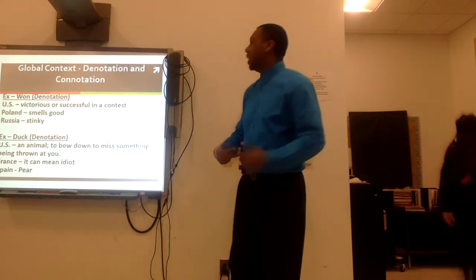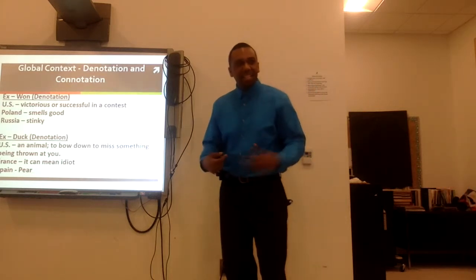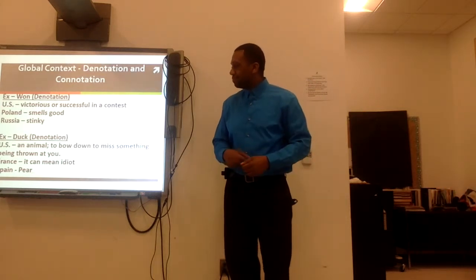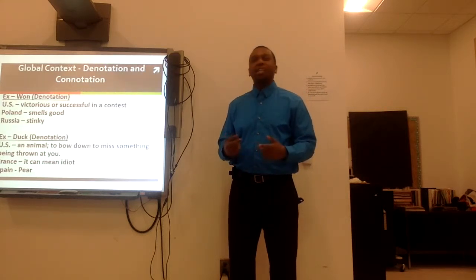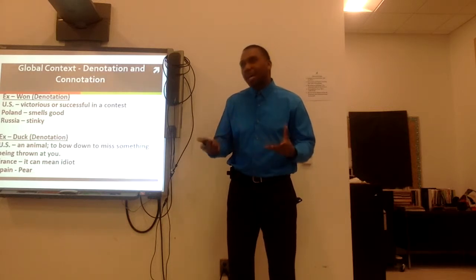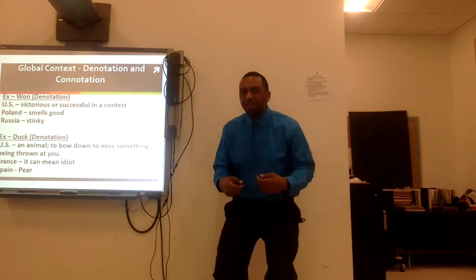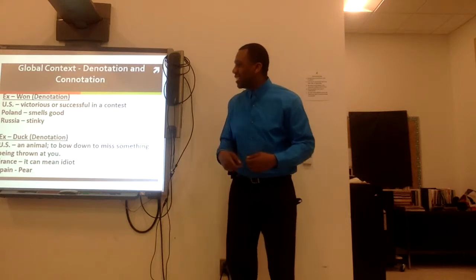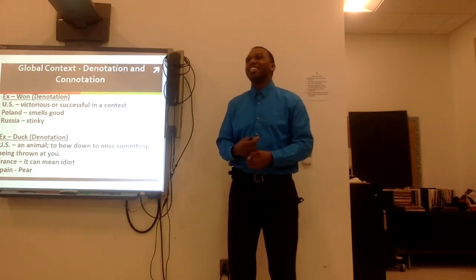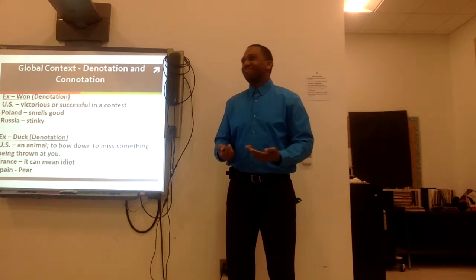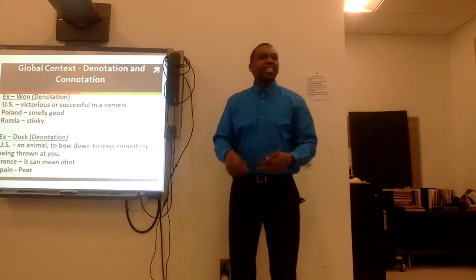Look at the next example, duck. Fajay, read duck for me. An animal, to bow down to miss something. Okay, so duck has two meanings here. Normally, quack, quack, or if you're ducking to miss something. But if I go to France, the word duck means you're an idiot. I'll be like, you duck. Oh, you're a duck. Jeff, you duck. Right. Oh, you're a duck. So if I go to France and I say duck, you may get hit.